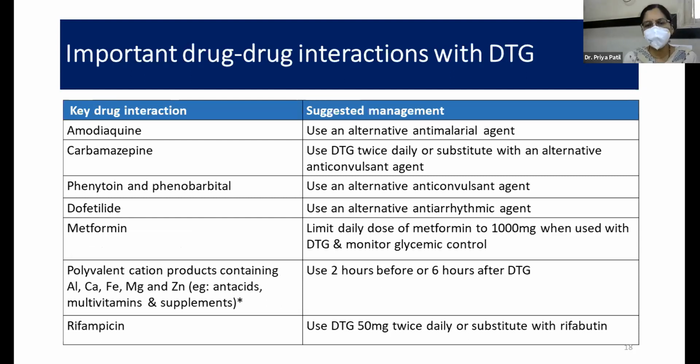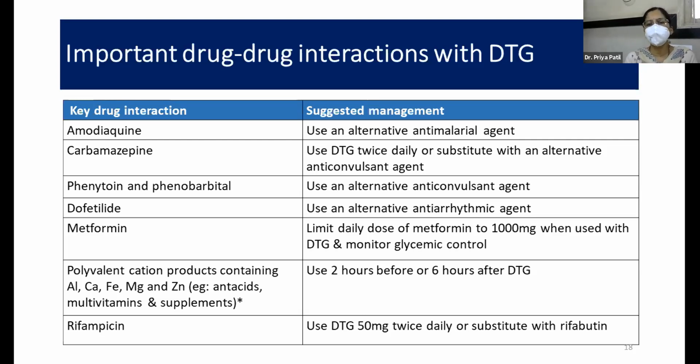Coming to carbamazepine, carbamazepine is used as an anticonvulsant. Whenever it is being used as an anticonvulsant, we have to use dolutegravir twice daily in such a patient, or we substitute with an alternative anticonvulsant agent. Again, phenytoin and phenobarbital also have the same interaction. They are all enzyme inducers, and so we need to use an alternative anticonvulsant agent along with dolutegravir. We cannot use these anticonvulsants.